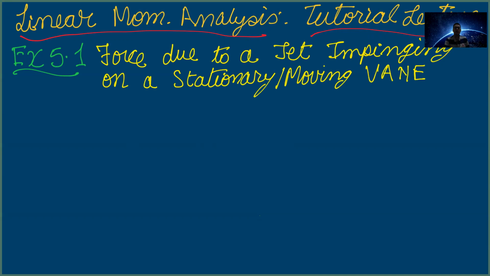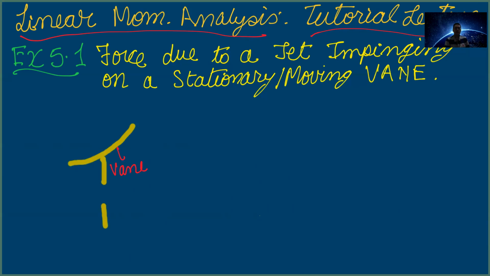So we'll consider 2 cases. What is a vane? A vane is a blade which is fitted to a wheel which is free to move. So if you have a vane on which a water jet or an air jet is hitting, then we'll consider 2 cases: if it is stationary or if it is moving. What is the force that is exerted by the jet on the stationary or moving vane?